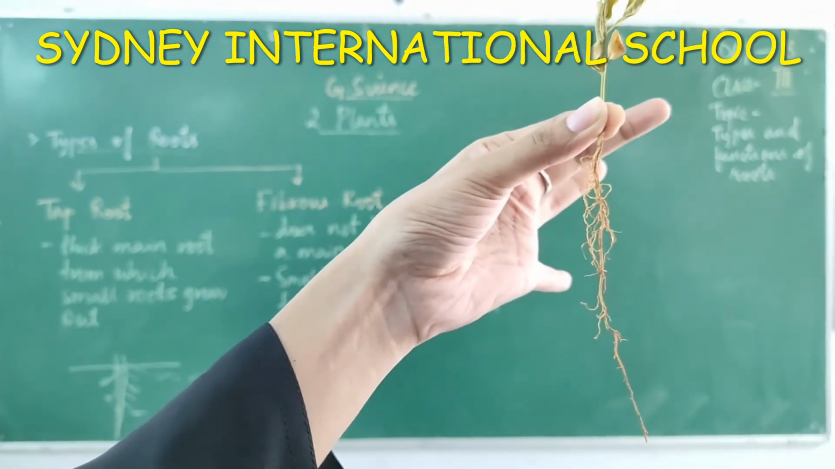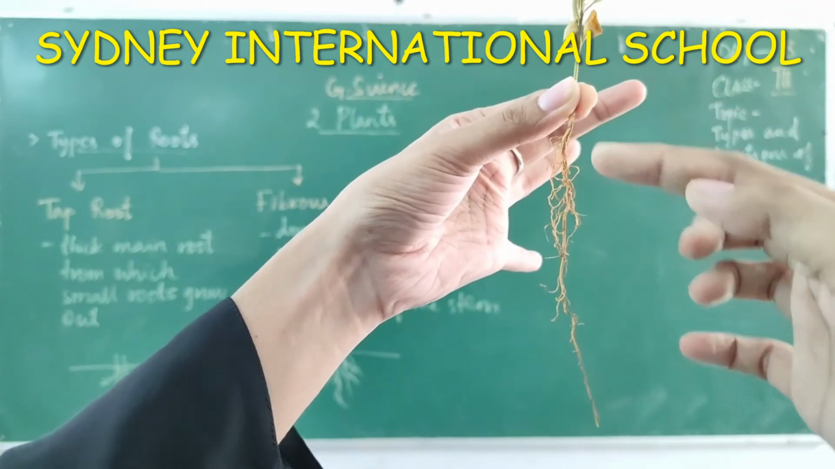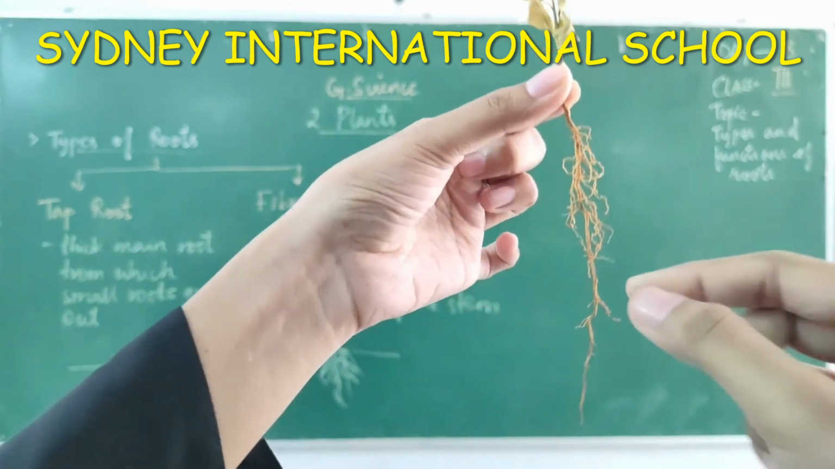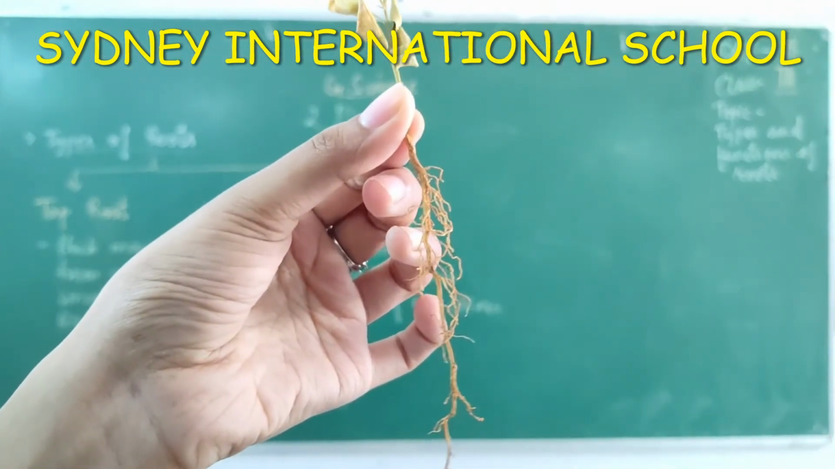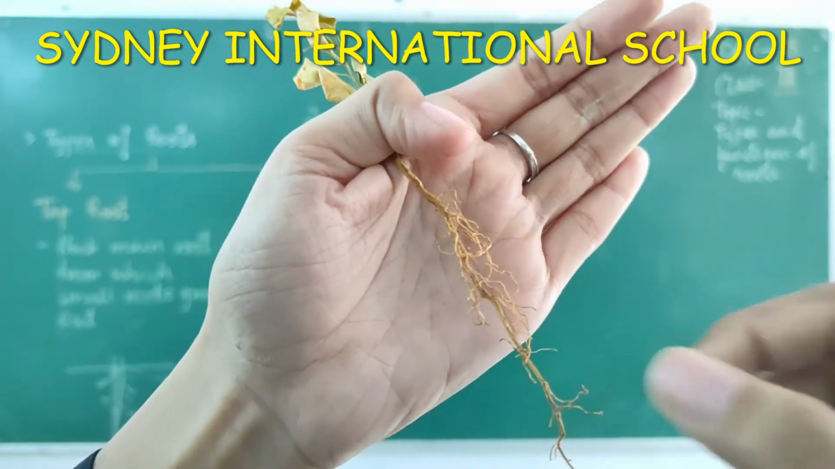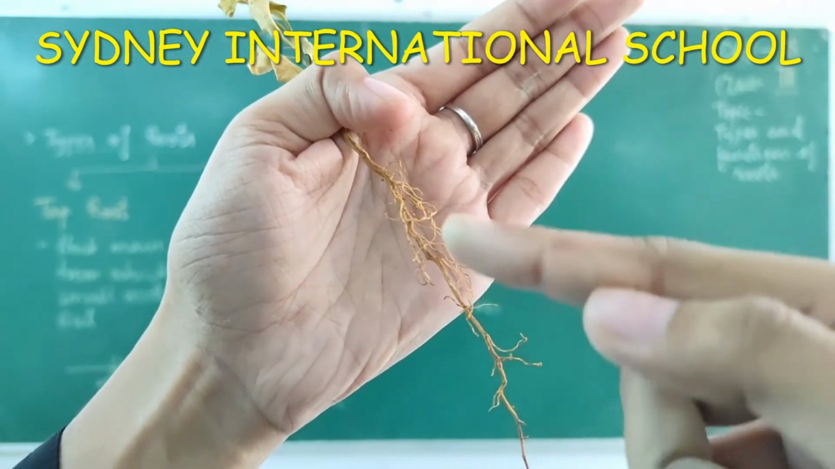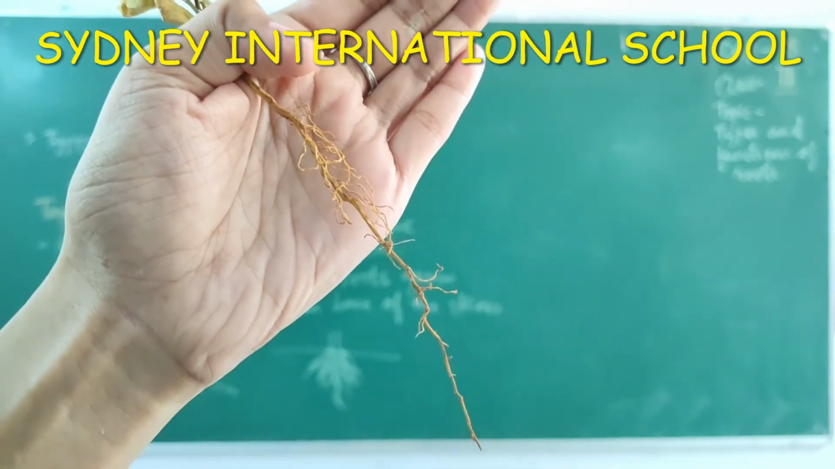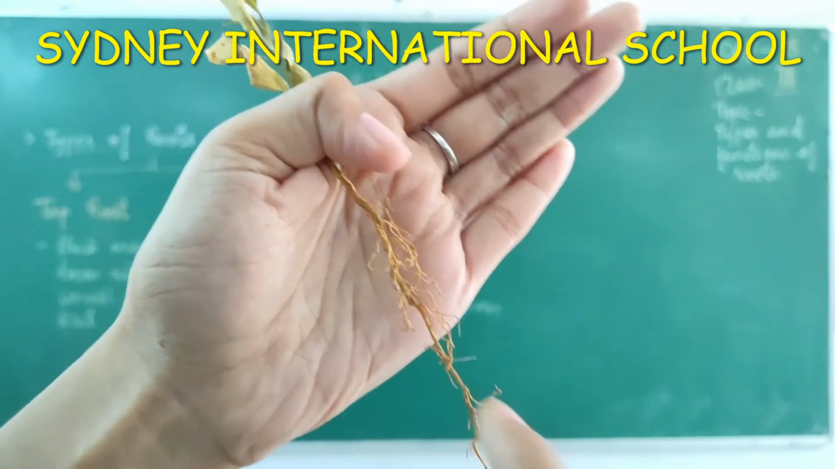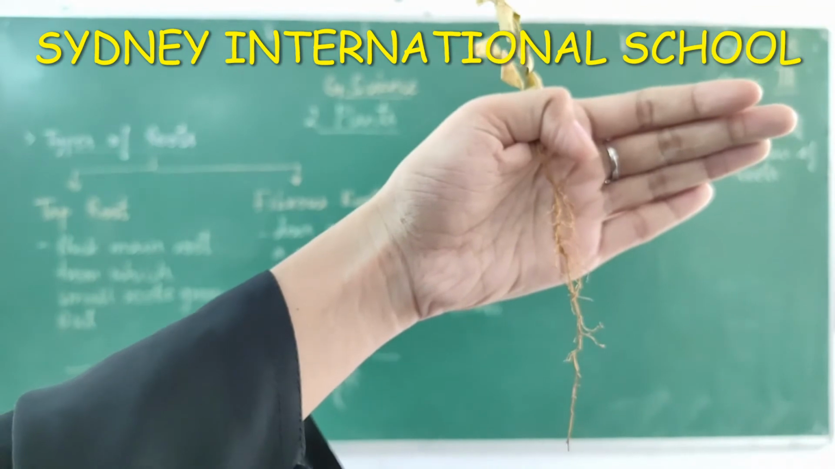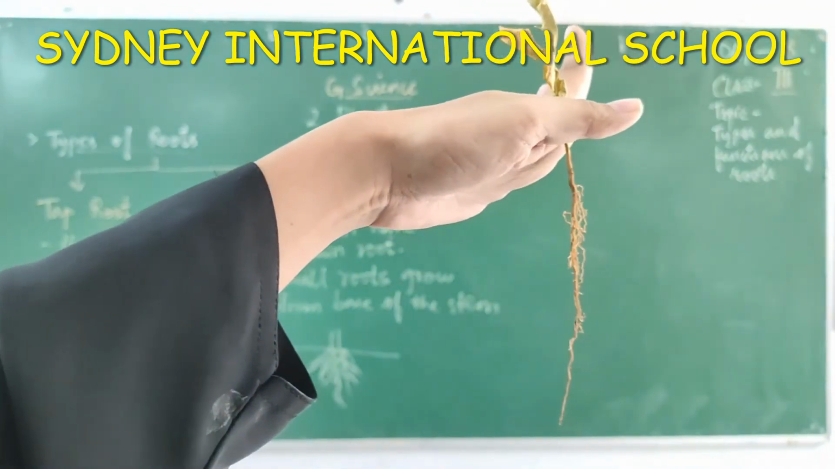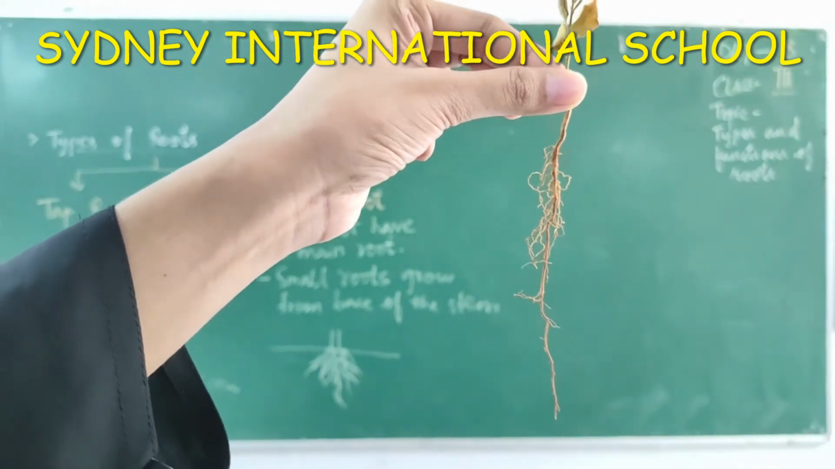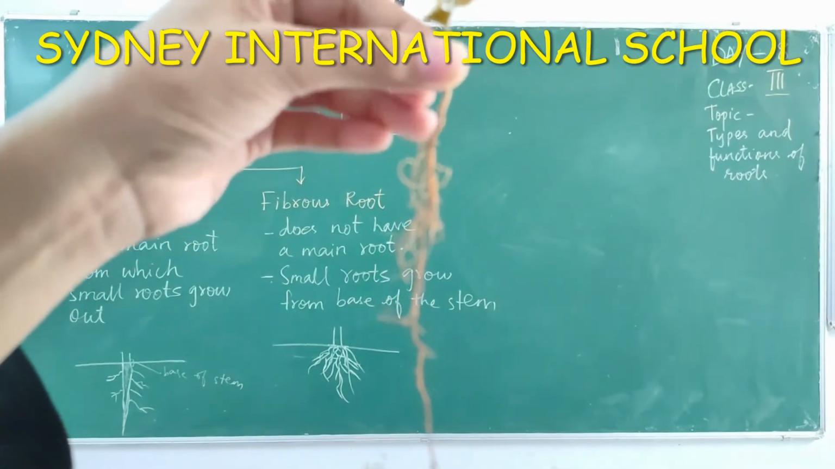I'll just show you. It will be much clearer. Now, this long main root, one main fat thick root you can see, that is the main root. And from that main root, small roots are coming out. Those are small roots. The thick part in the middle going down, the long one, is the main root, from which small roots are coming out. So this kind of root is called taproot. It has one long main root from which small roots are coming out. I hope you can see.